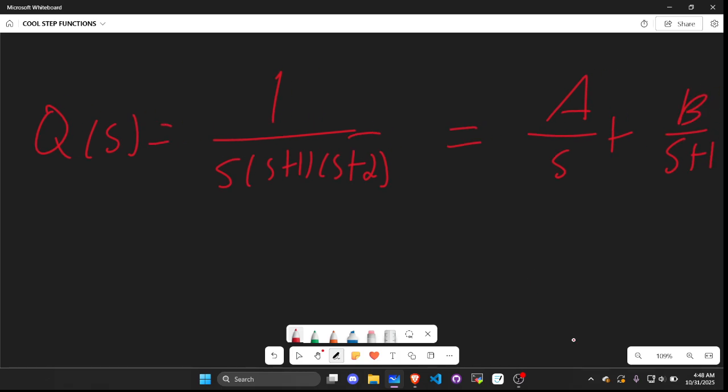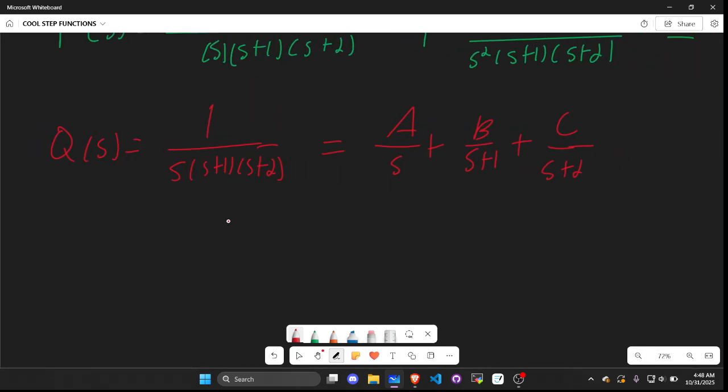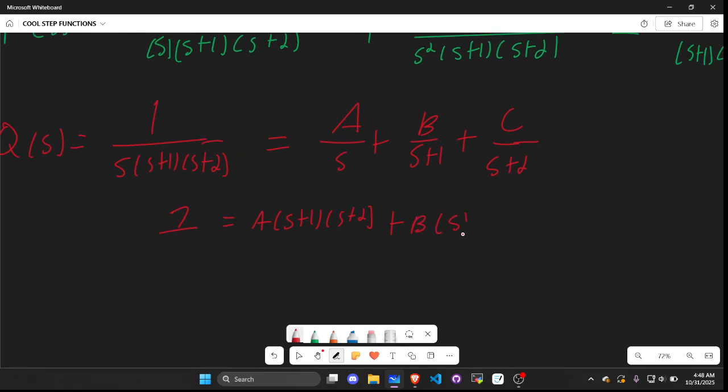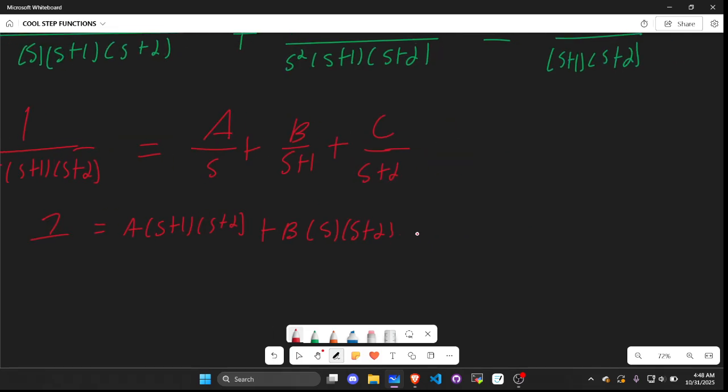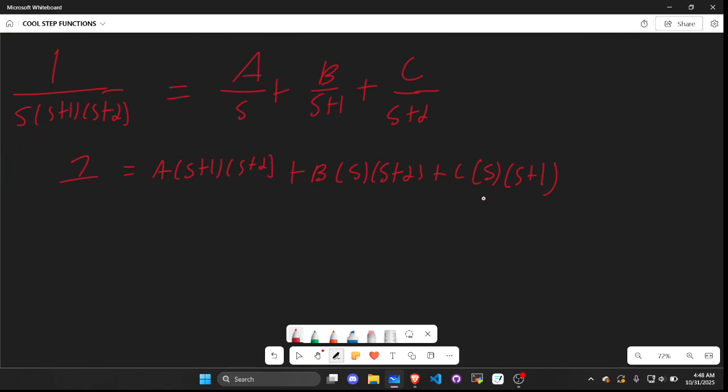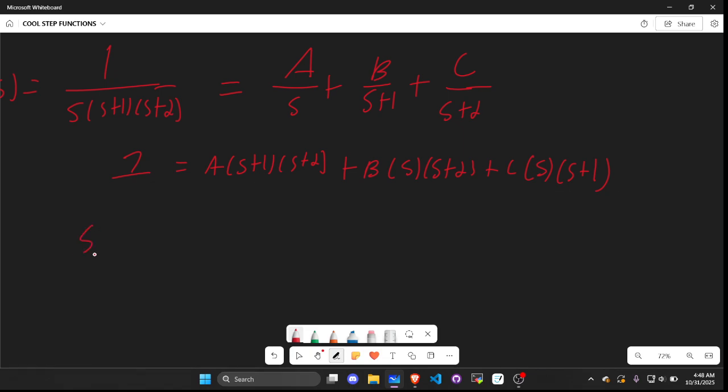And here, we're basically going to multiply everything out, so you end up with just 1 equals a times s plus 1 times s plus 2 plus b times s times s plus 2 plus c times s plus 1. Now you have 3 distinct values of s that you're going to use. So first off, we're going to select s equals 0.